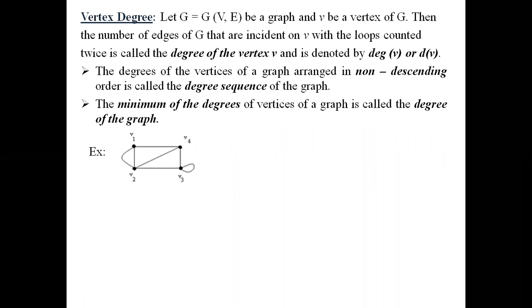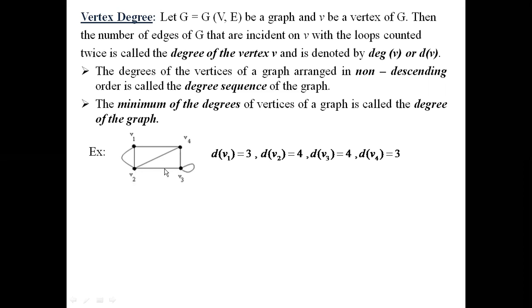Example, we consider this graph with 4 vertices V1, V2, V3, V4, and we'll write down the degree of the vertices. Degree of V1 is 3 because 3 edges are incident on the vertex V1. Degree of the vertex V2 is 4 because we observe 4 edges are incident on the vertex V2. Degree of the vertex V3 is 4.